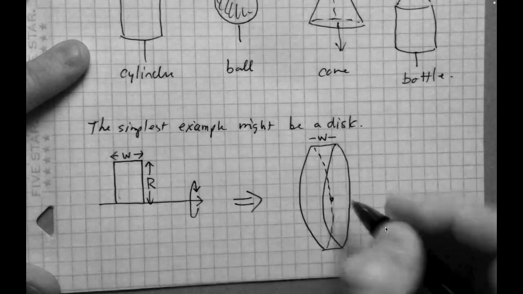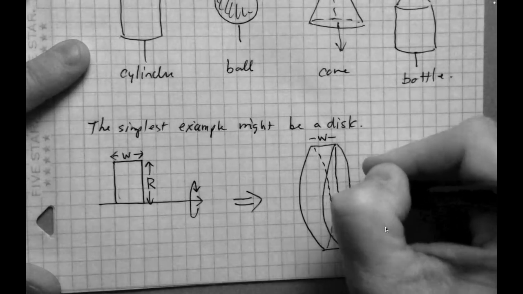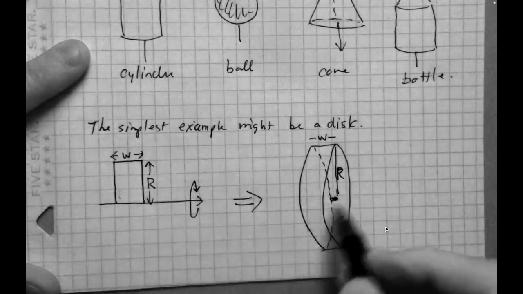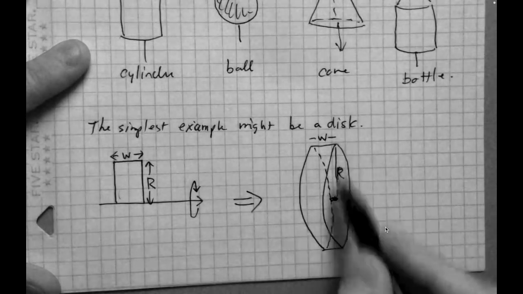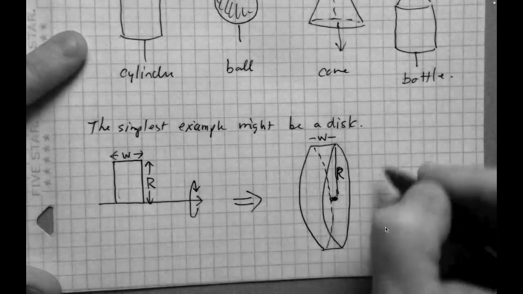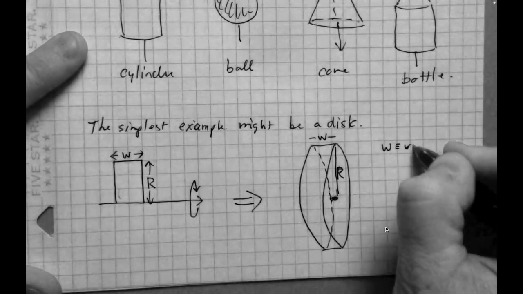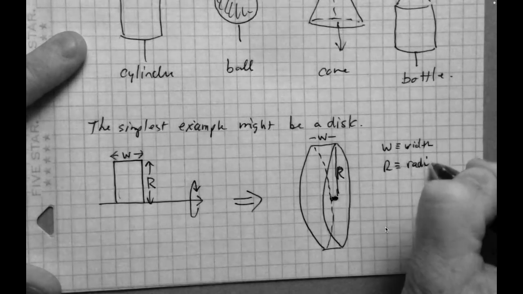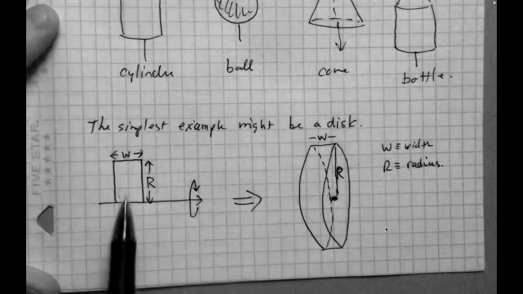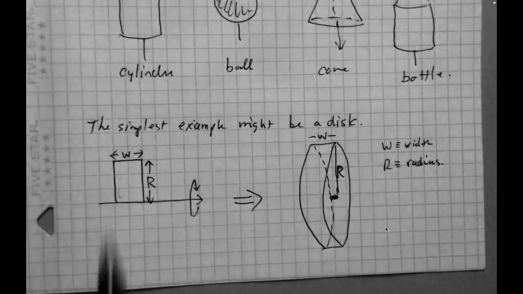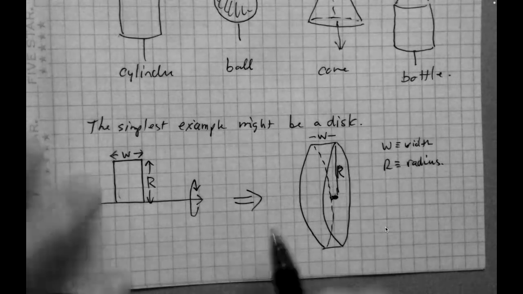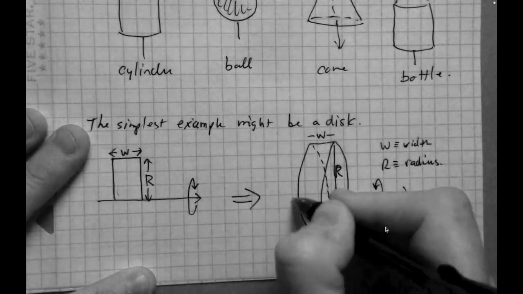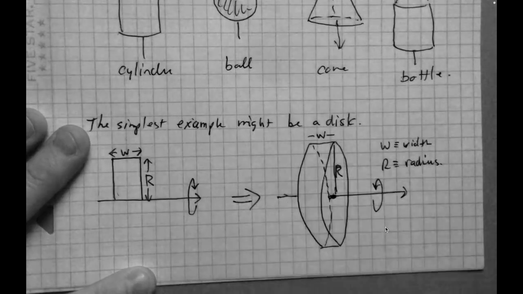There's going to be a center in here, and that is going to denote the height of the rectangle, but it's also going to, in the case of the disc, be the radius of the disc. So W is the width, and R is the radius. The radius, of course, comes from the height of the rectangle off the axis of rotation. Right, so here's our axis of rotation, right? It's spun like this, and this is the shape that we get.